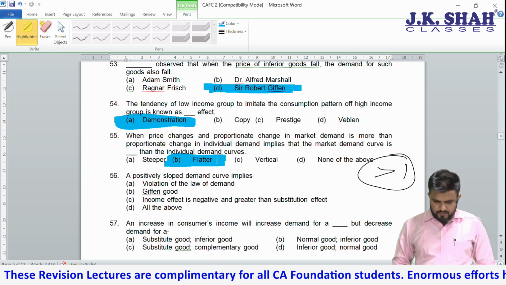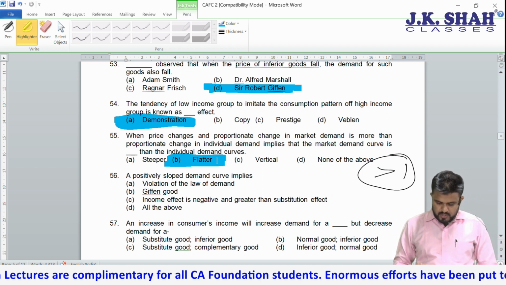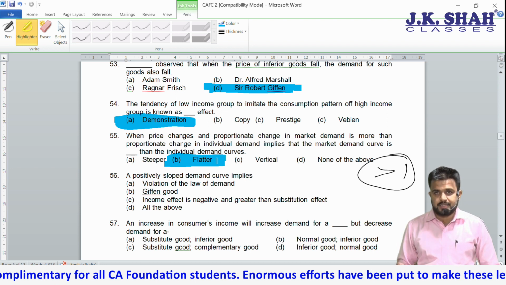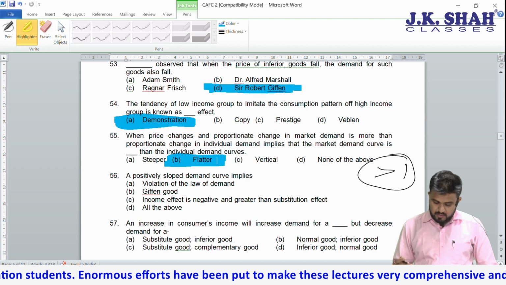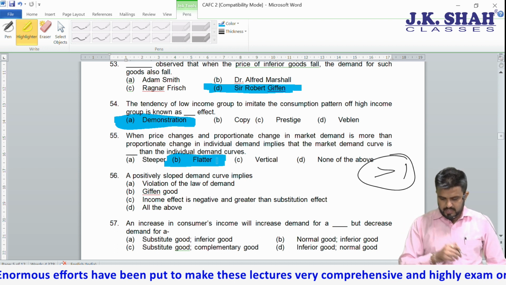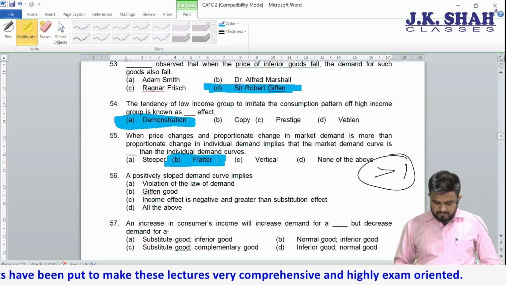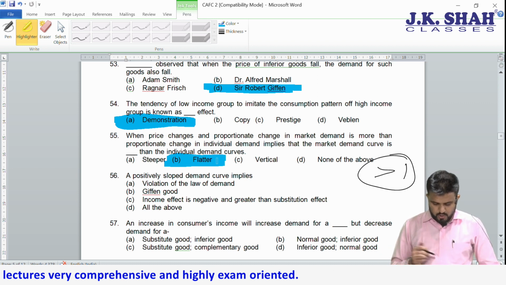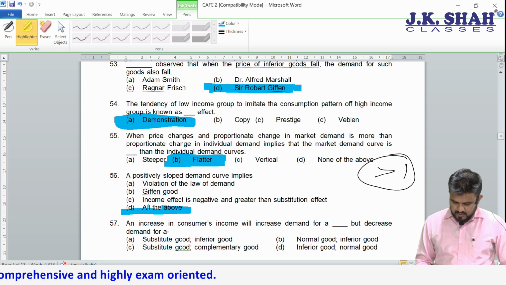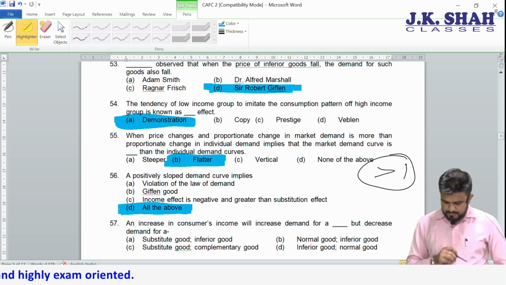Moving to the next, 56. A positively sloped demand curve implies exception, they are talking. Violation of law of demand, true. Giffen good, yes. Income effect is negative and greater than substitution effect, true. Correct answer is all of the above.